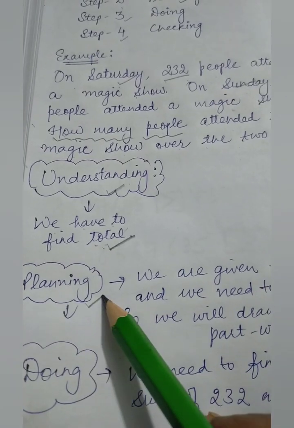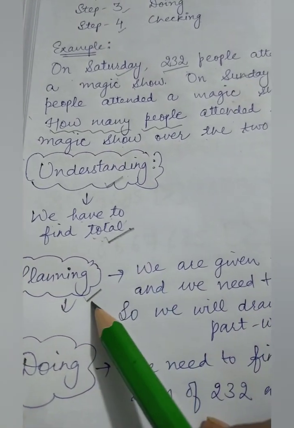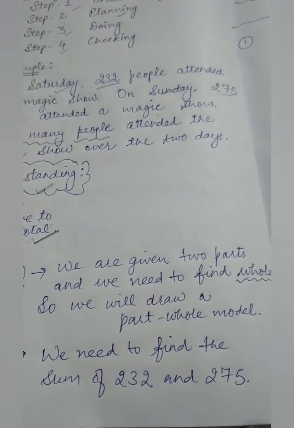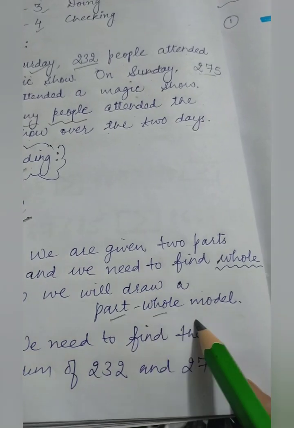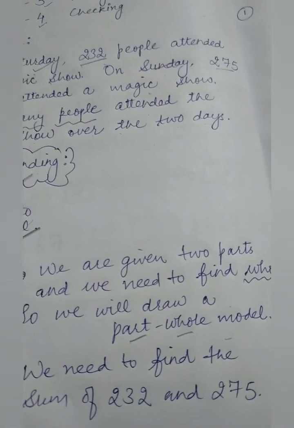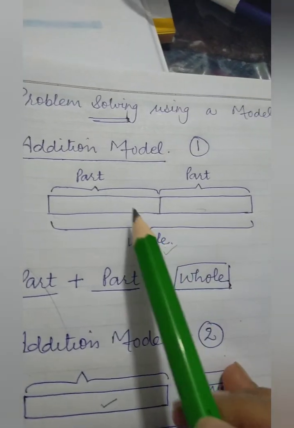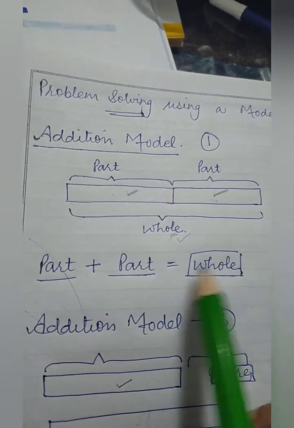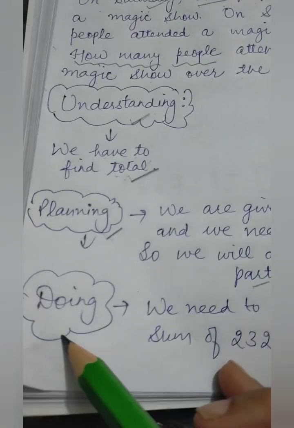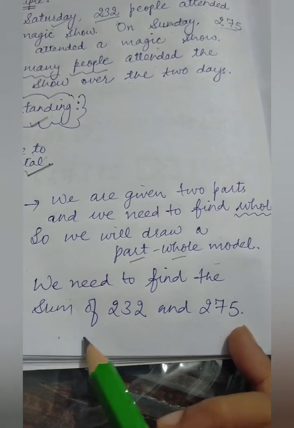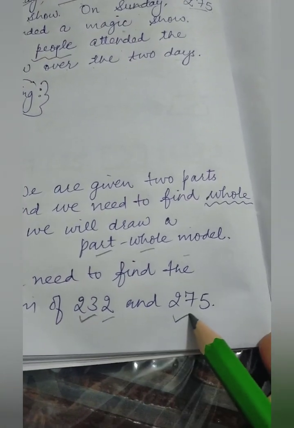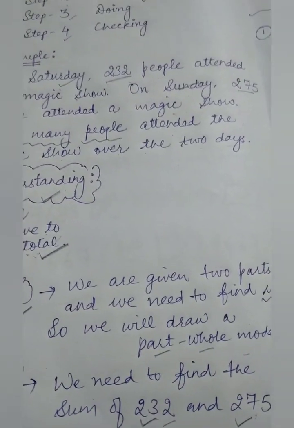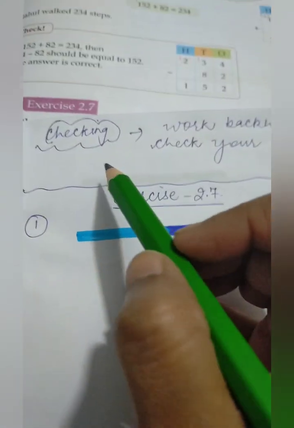Next part is planning, finding out what we have to do for this total. We are given two parts and we need to find the whole, so we will draw a part-whole model, as I already told you. Now, doing: we need to find the sum of 232 and 275. We have to add these two numbers so that we can get the answer, and in the last step we have to do checking.